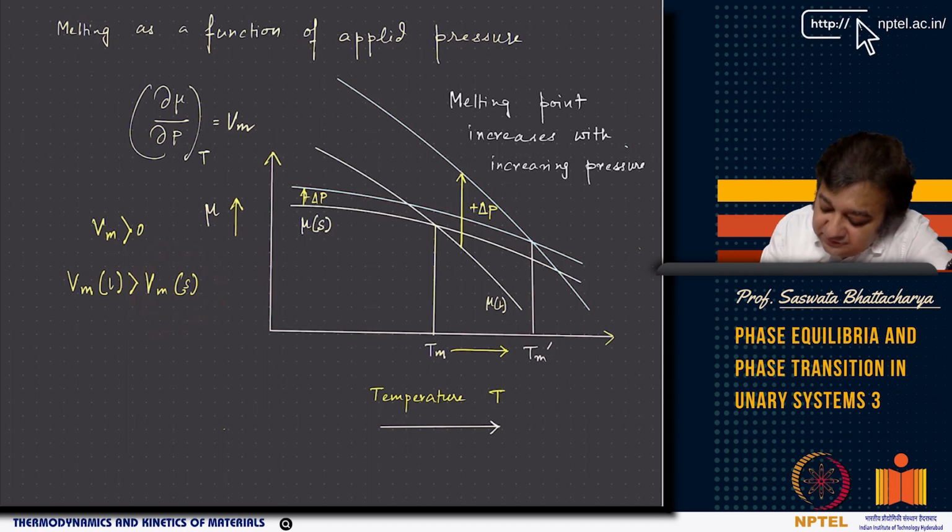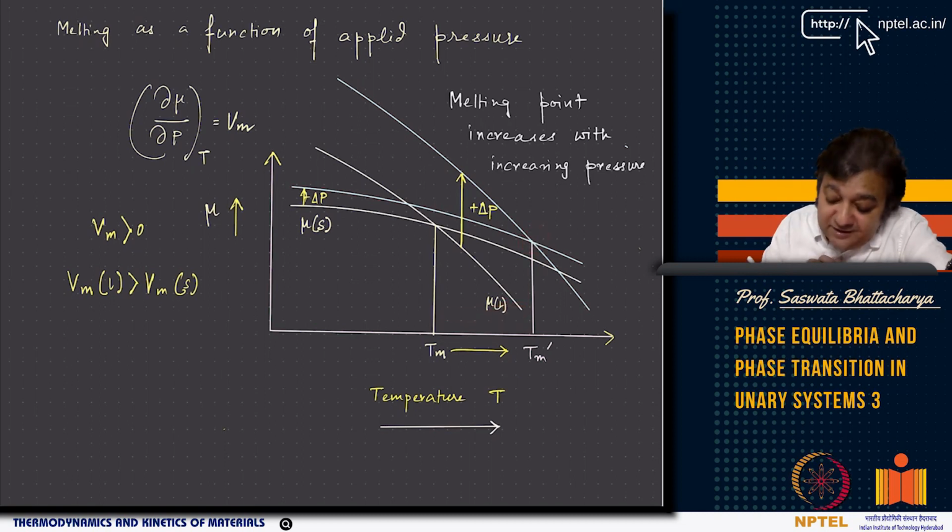Now if I again draw this and try to intersect them, because the intersection point is the point where they have equal chemical potential, that is mu solid equals mu liquid, that marks the transformation, and that gives me the transformation temperature. Now you see, if I increase pressure, this curve shifts to the right, the intersection point shifts to the right.